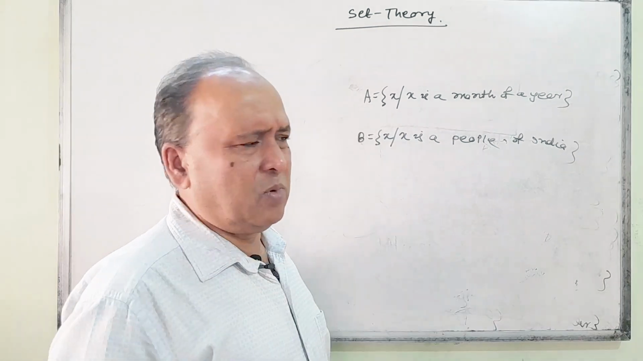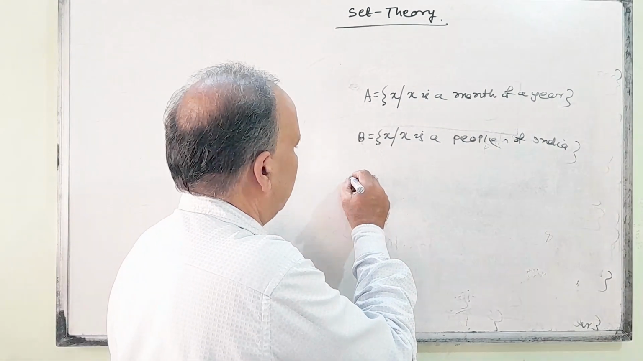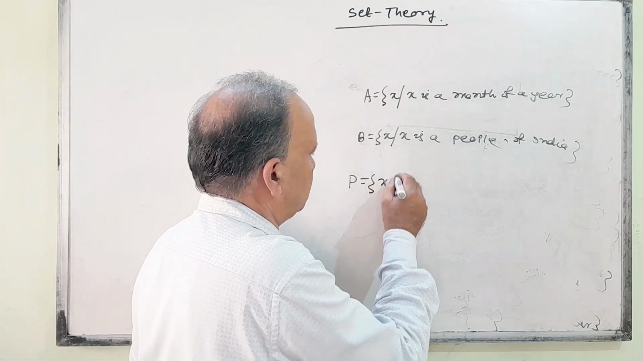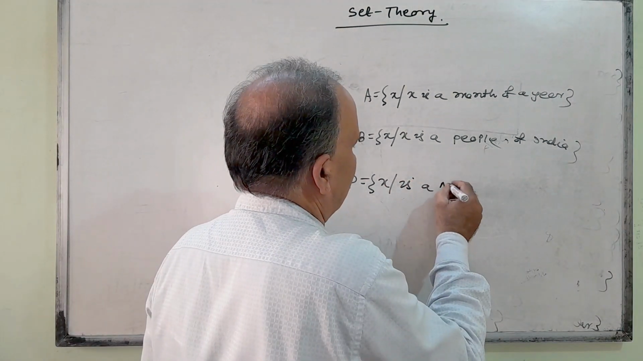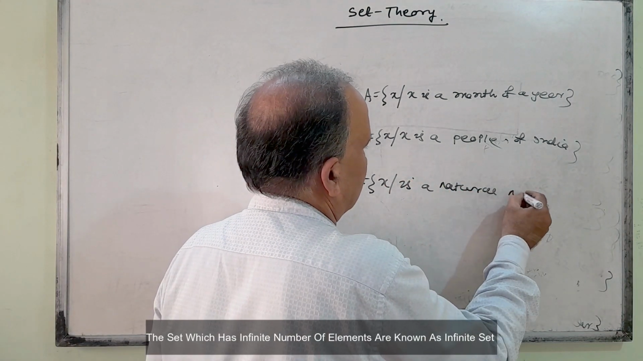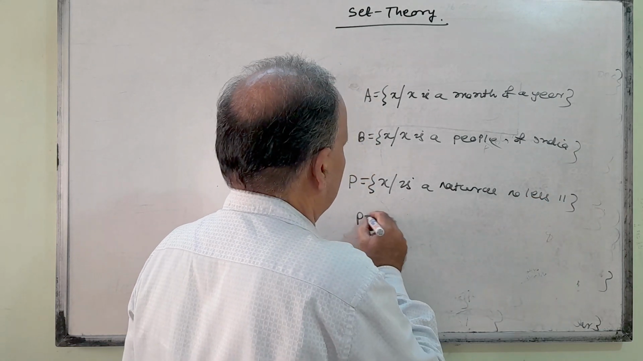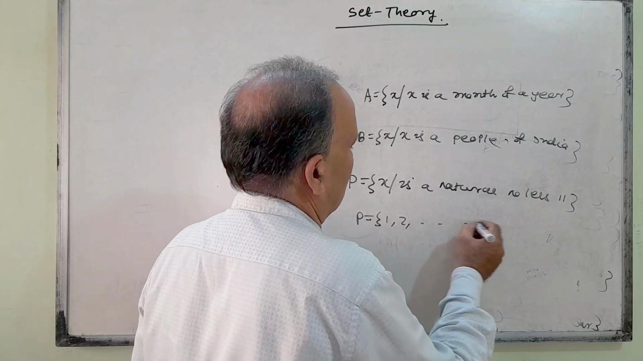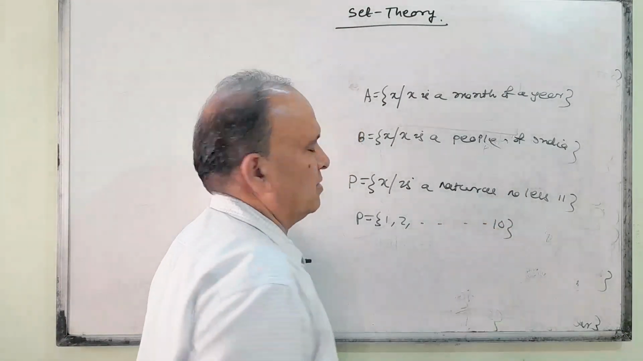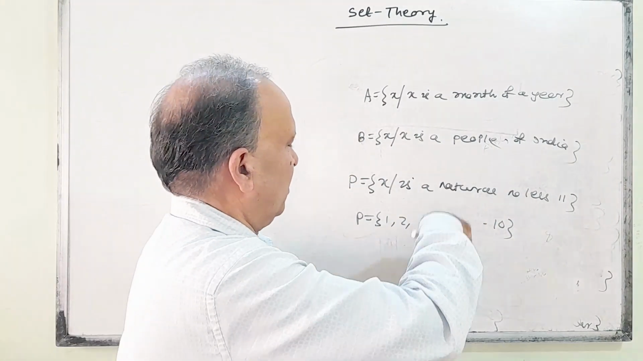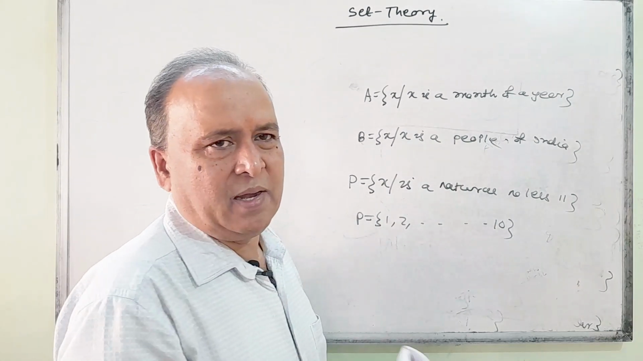There are so many examples. Another is P is equal to {x such that x is a natural number less than 11}. So P is equal to 1, 2 up to 10. These are natural numbers. These are countable. We can count the number of elements.